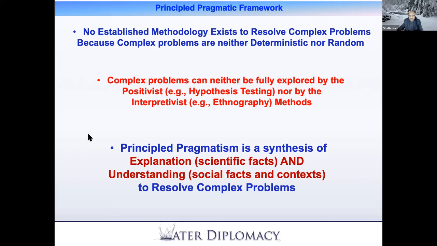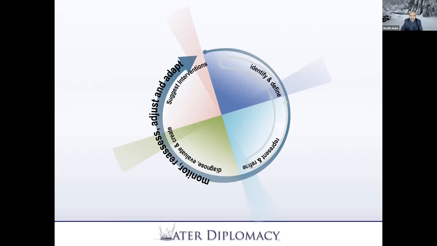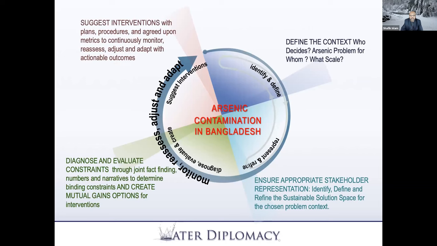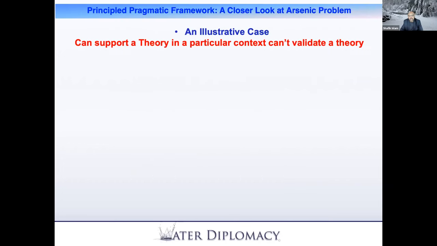What you then have to do is find some way to combine your scientific facts and social facts. That's what it's all about. If you look at the paper that I sent you to read, the arsenic contamination problem essentially tries to do this: explain the problem from a scientific facts perspective, then use the understanding, meaning the social facts, to actually address the problem. So what that means, I think you've seen before, so I'll not go here. I go here. So I use an illustrative case. The illustrative case can support a theory.